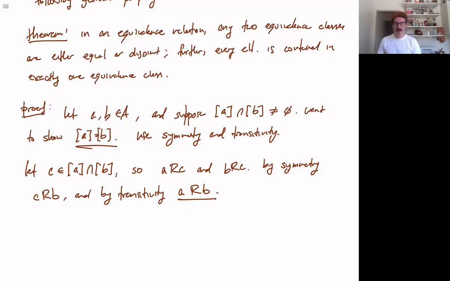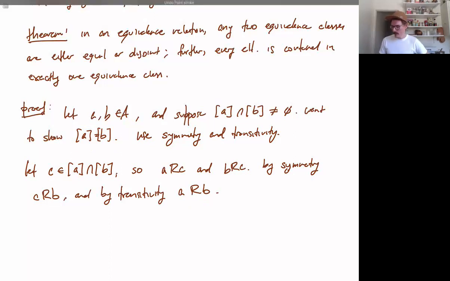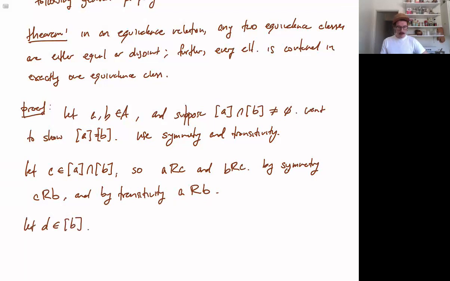And now essentially we just use transitivity to complete that. So let D be any element in the equivalence class of B, which is to say that B is related to D. Then combining these two by transitivity, we see that A is related to D.